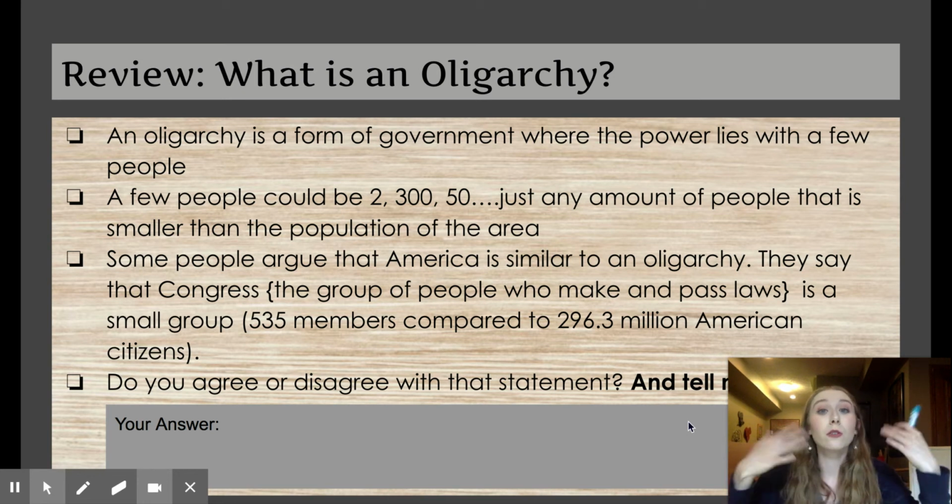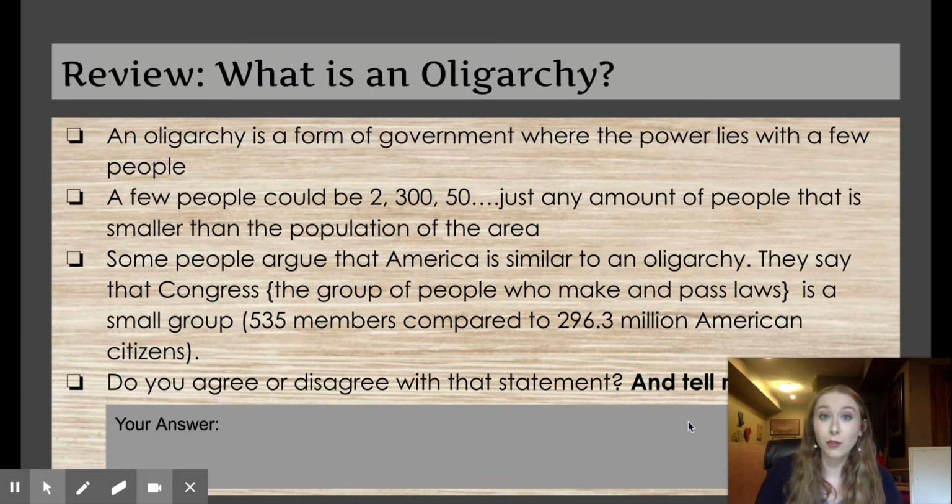So whether you agree with that or you don't agree with that is up to you, but I want you to tell me, what do you think? Could we be considered an oligarchy, or are we not considered an oligarchy? That is up to you. So go ahead and put your response in the gray box below. Now, don't forget to tell me why. Provide the evidence.